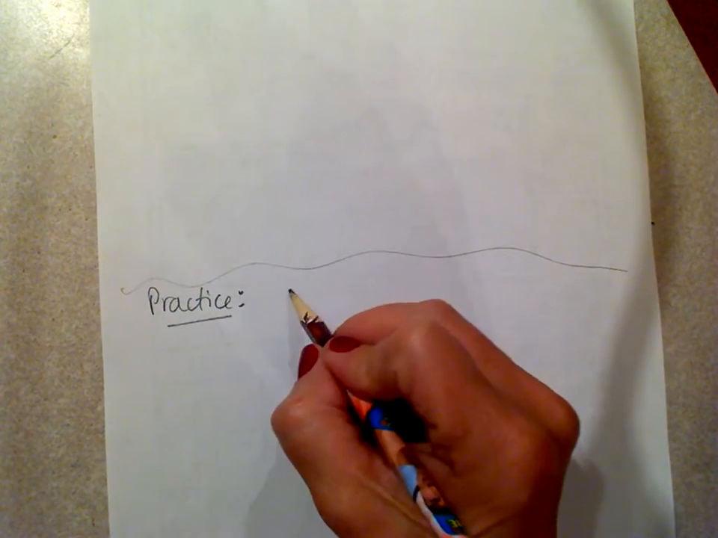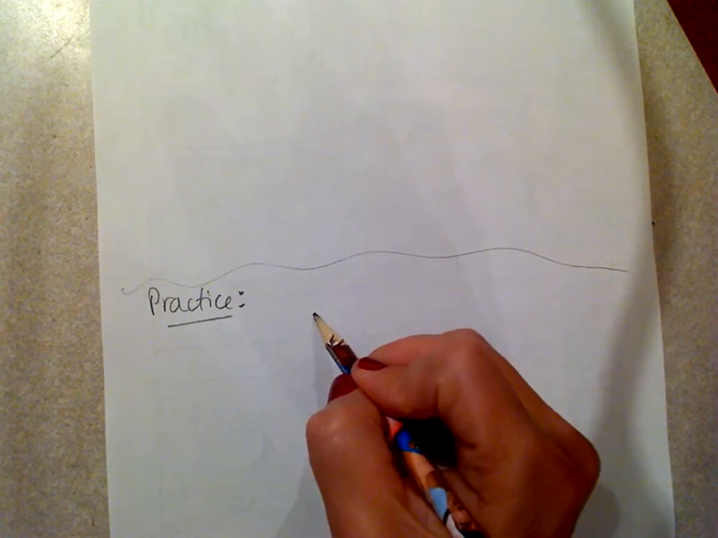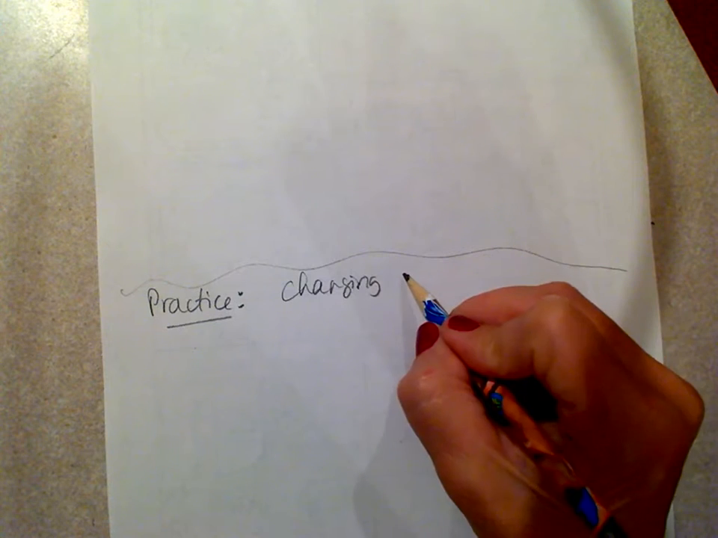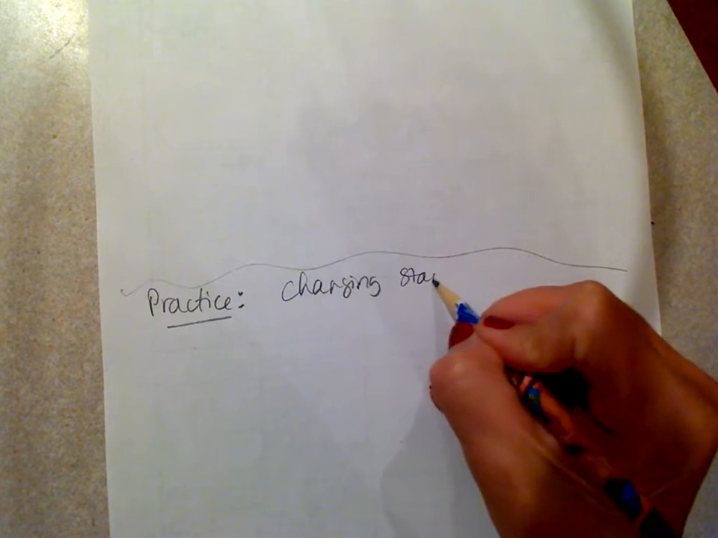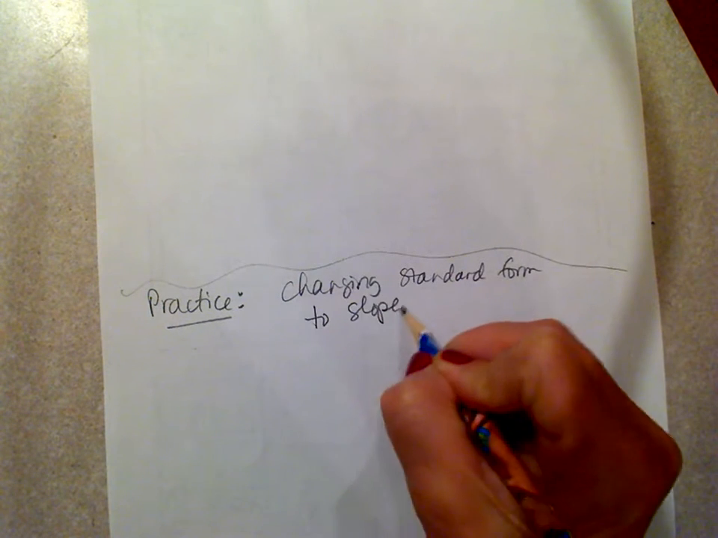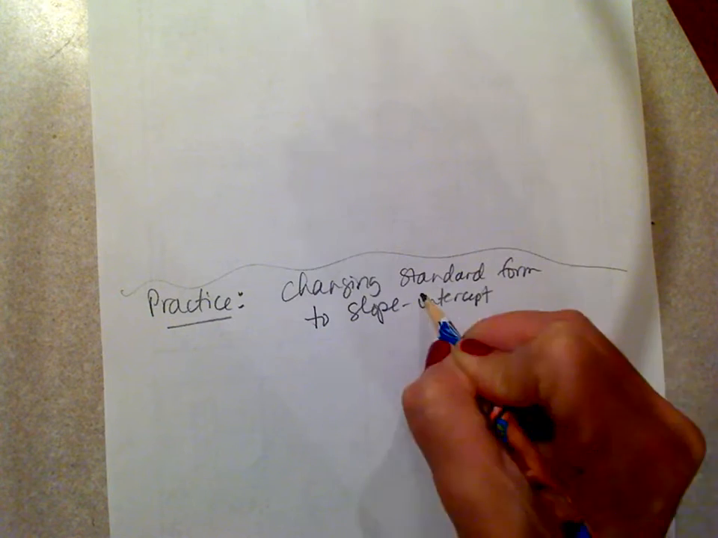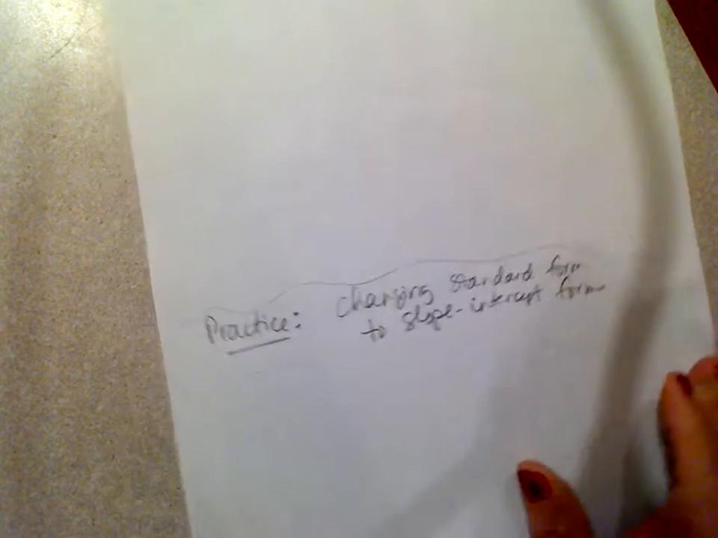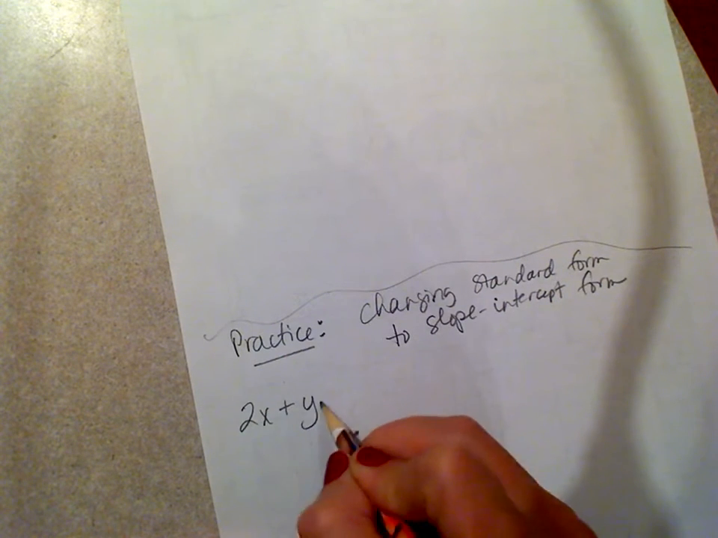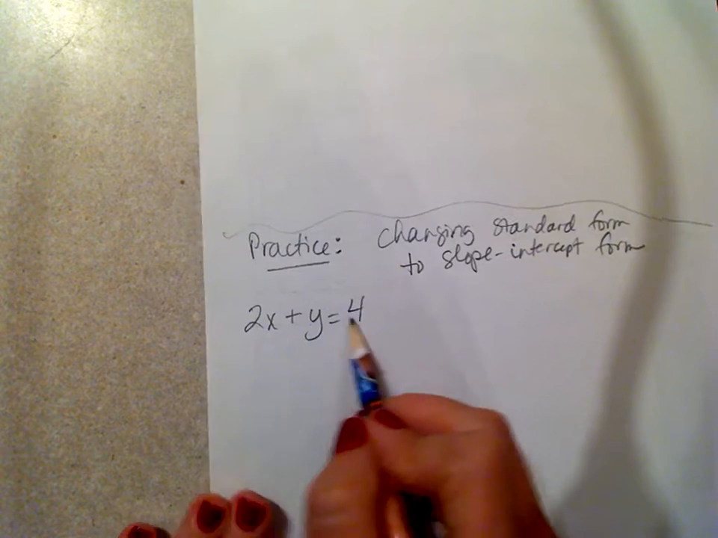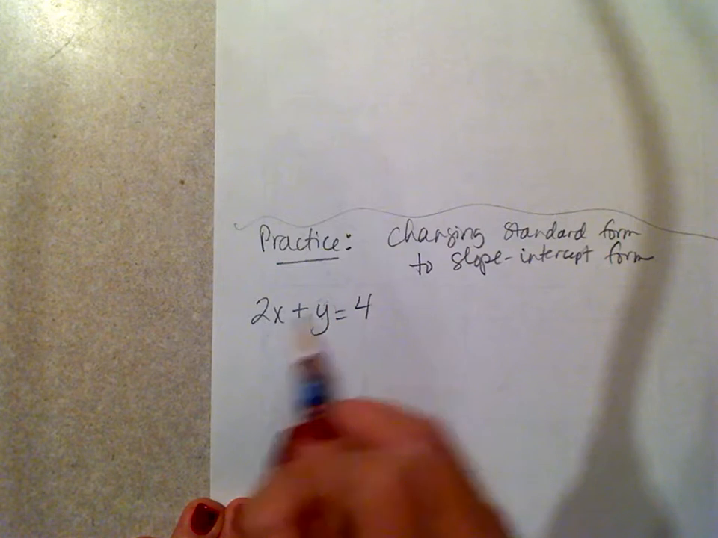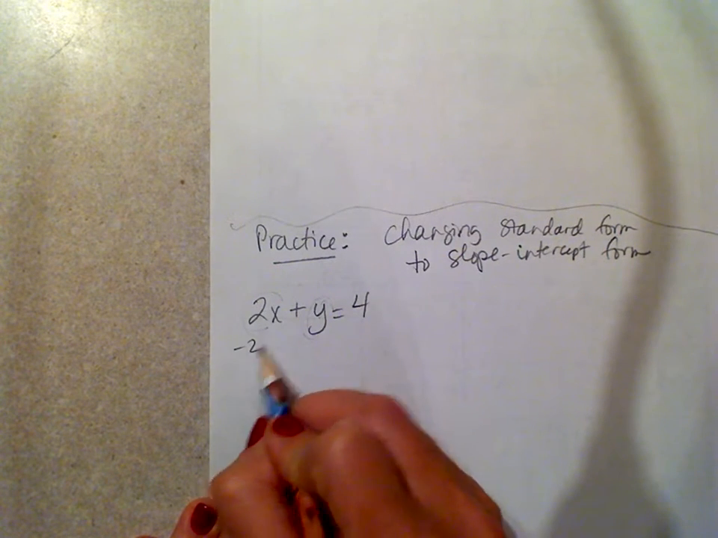Changing equations from one form to another. So practice changing standard form, which we'll talk about, to slope-intercept form. I will have this written on your paper by the time you get it. So for example, if we have 2x plus y equals 4, this goes back to when we were solving those literal equations when I wanted you to get y by itself. So we're going to solve for y. What do we have to move here? We have to subtract the 2x.